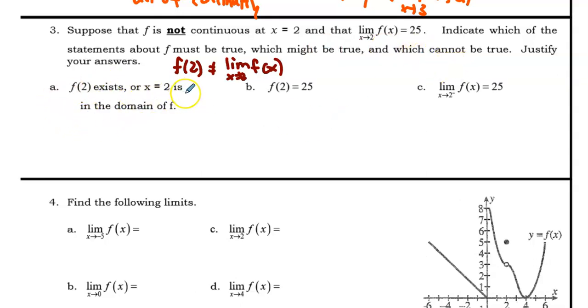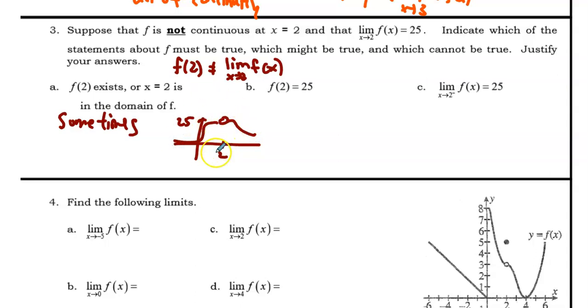So I know that it's not continuous, right? So it says, does f of x exist, or is x equals 2 in the domain of f? So this means, is f of 2 defined? Well, this could sometimes be true. This is sometimes. Even though my limit exists, right? So my limit is actually equal to 25. So at x equals 2, and we're just going to assume this is 25, I have a limit, right? So I know this is true.